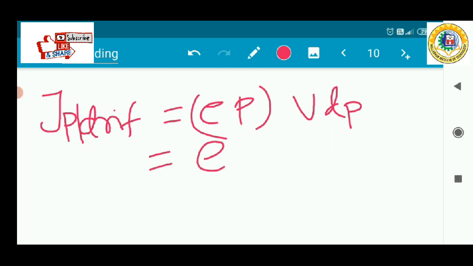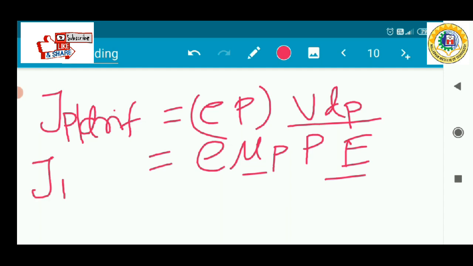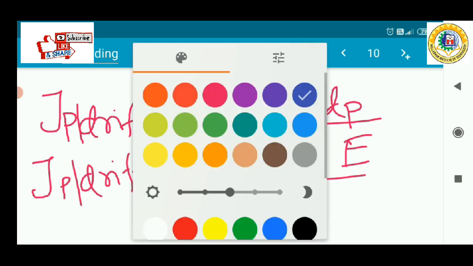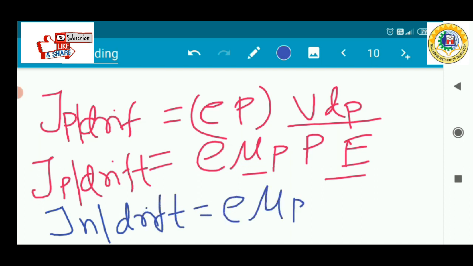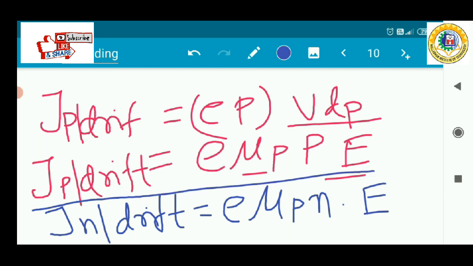So E into mu P into P into E. So we have replaced Vdp by mu P into E. So that is the equation for Jp drift. Okay. So in this way we can also calculate the equation for the electrons, that is Jn drift. So E mu n, concentration of electrons, into E. So that is the equation for Jp drift due to the holes and Jn drift due to the electrons.